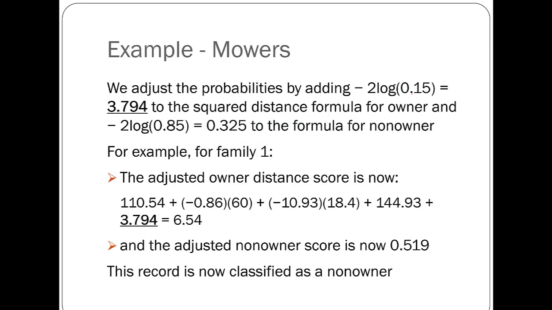So the calculation, if we're saying that there's 15% owners in the population and we want that reflected in the training data and the validation data, we would add 3.794 to the squared distance for the owner and 0.325 for the distance for non-owner. And when we plug those values into the different discriminant functions, we get different scores. The distance is now adjusted for owner and for non-owner, and we go with a non-owner classification for this record.